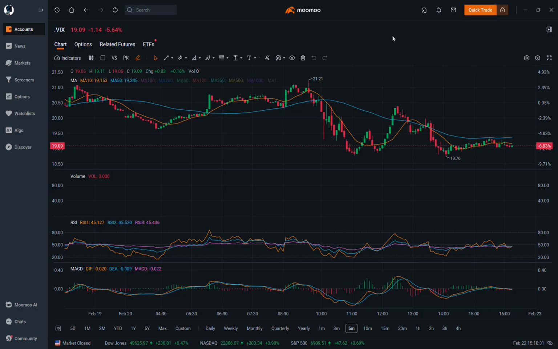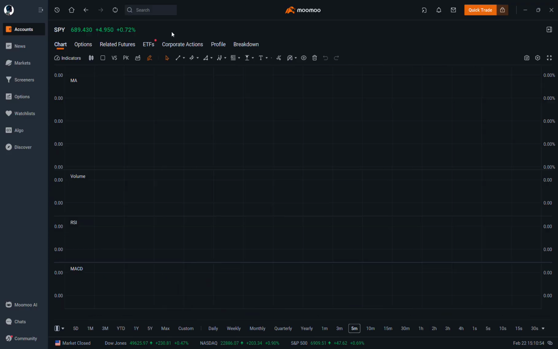So first things first, what is the VIX? The VIX measures the volatility in options pricing, the implied volatility over the next 30-day period for SPY, the S&P 500 ETF. Now, I don't want anybody to get mixed up. There's the S&P 500 ETF, and then there's the S&P 500 overall index. One is SPY, right over here on the screen.